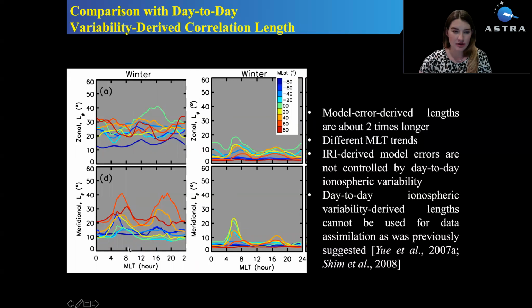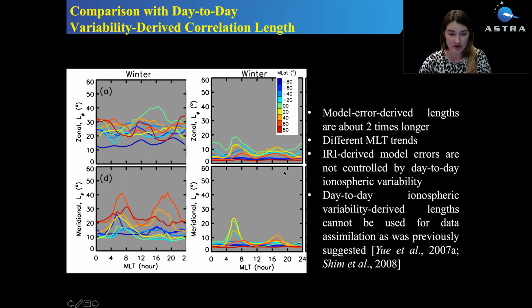And this is how the results look from the previous slide for the IRI-derived correlation length. And this next column is derived for the same bin for the day-to-day atmospheric variability. You see the correlation lengths derived from this method are about twice smaller than correlation lengths derived from IRI model errors. Plus, the distributions look really different for high latitudes. They are pretty flat, with no variation with MLT, those dark blue and dark red colors, whereas that is not the case for the IRI-derived correlation length.